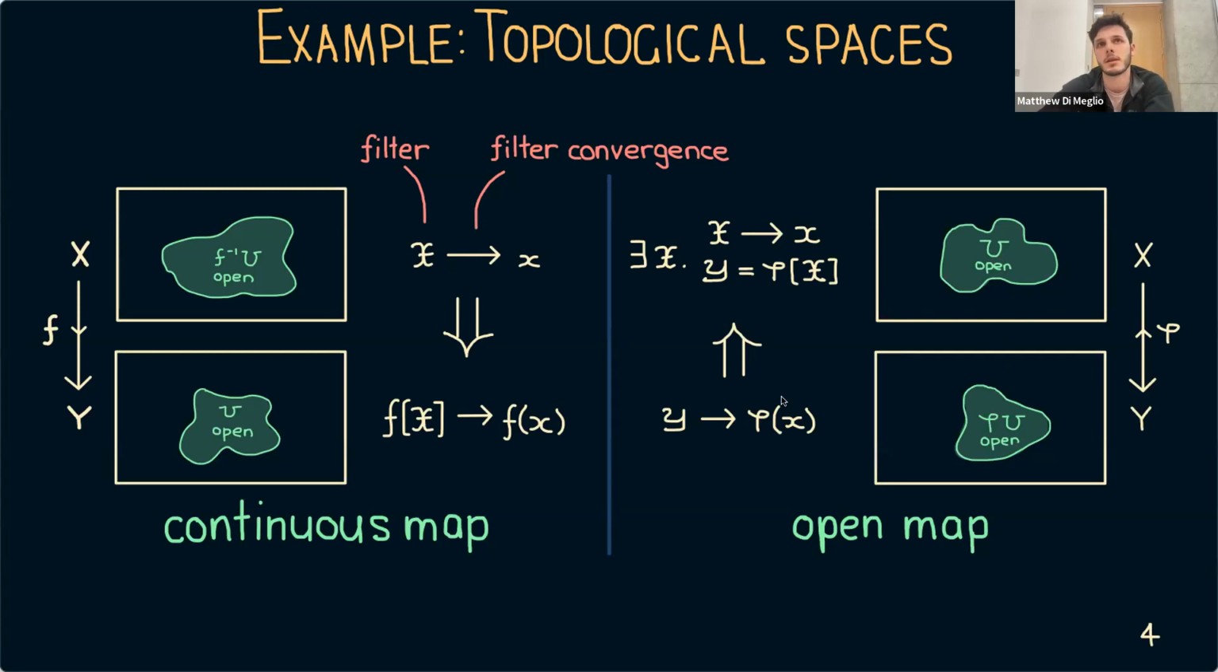So what this lifting property says is that if I have a point little x in X, and a filter big Y on Y that converges to f(x), then there's a lift of that filter to X. So there's a filter big X on X whose image is Y and which converges to x. So this is an equivalent characterization of what it means to be an open map.